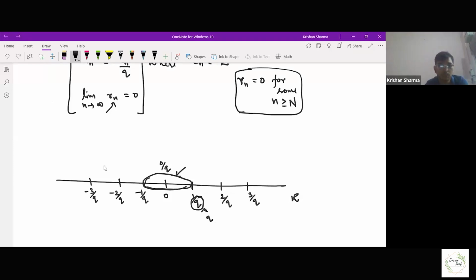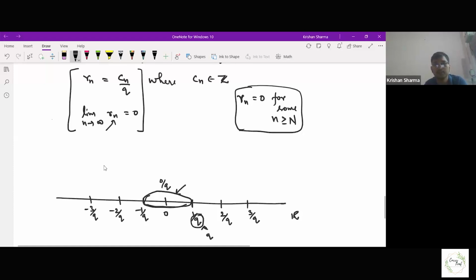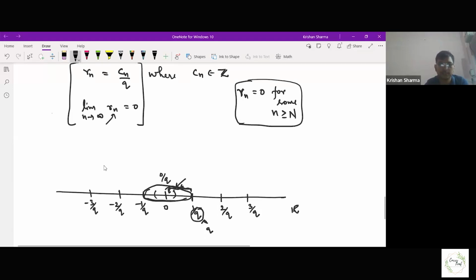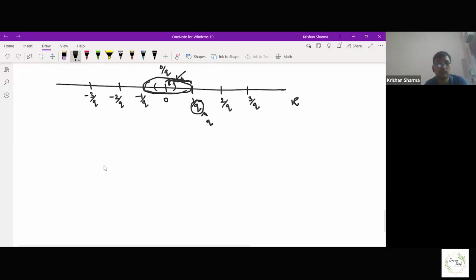Okay. So now what we have is Rn is Cn upon q. So we can take our epsilon if you know the definition. Otherwise, if you know the geometric meaning of a sequence converging to 0, it means after a stage, no matter how small an interval you take, all the terms lie inside this interval. That's the geometrical meaning, but we are going mathematically. So what we do is let epsilon be equal to 1 upon q, which is greater than 0.